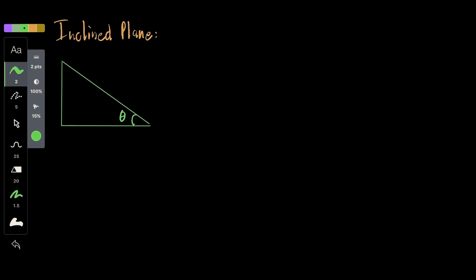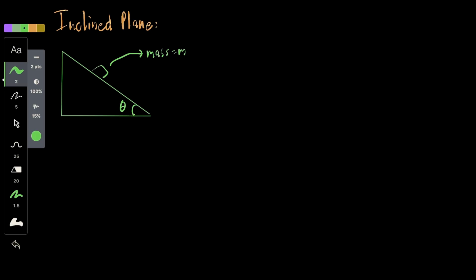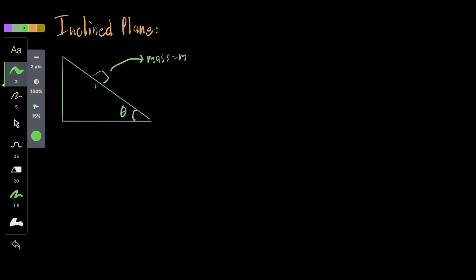Well, its real magic comes when we put a block on it. So there's a block over there. Let's say this block has a mass of m. Now its weight, which is gravity, is downwards, which is mass times gravitational acceleration. But as you can see, this plane is on an incline.